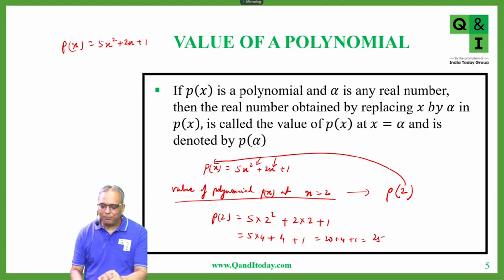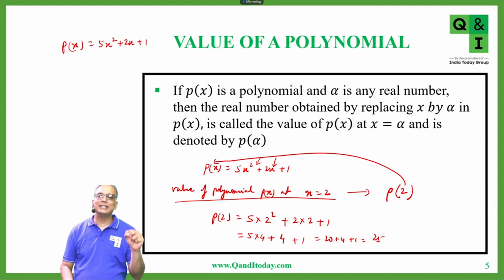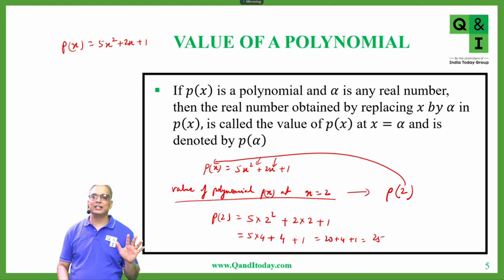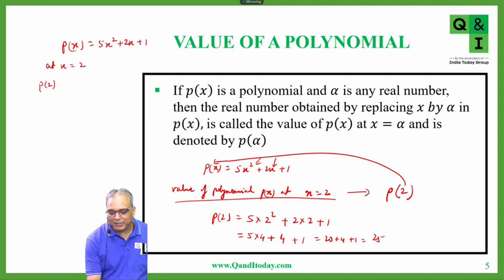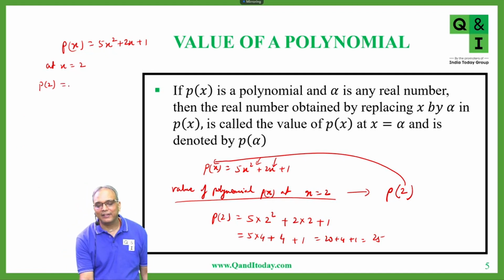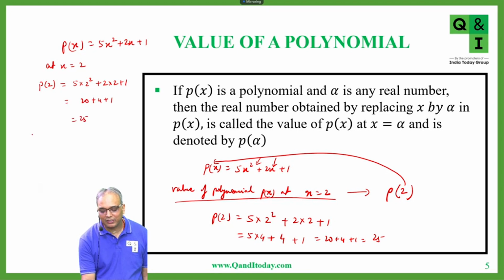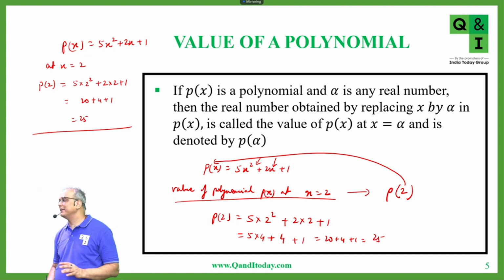Right? Now for this polynomial, if we have to find the value at some particular value of x, or some particular value of the variable, we say that at x is equal to 2, the value of the polynomial will be P(2). Instead of P(x), we write it as P(2). So wherever we have x, we will replace x by 2. So 5 into 2 square plus 2 into 2 plus 1. So this is 20 plus 4 plus 1, that is 25. This is what the value of the polynomial means. Is it clear?